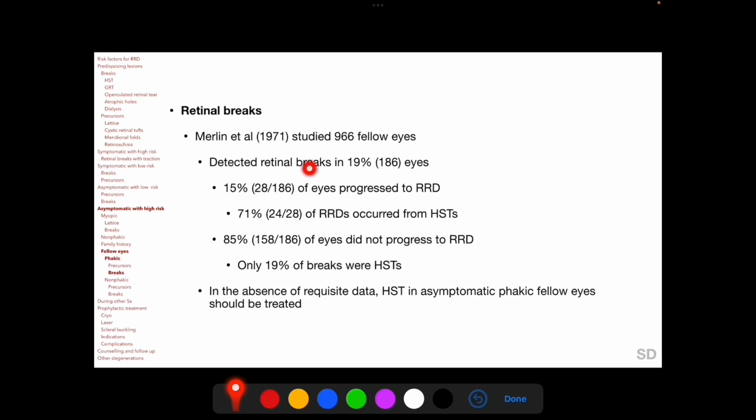Meridional et al. detected retinal breaks in 19% of phakic fellow eyes, and 15% of phakic fellow eyes with retinal breaks progressed to RRD, and HSTs were the causative factor in 71% of phakic fellow eyes which progressed to RRD. And among the 85% of phakic fellow eyes which did not progress to RRD, only 19% of breaks were HSTs. So in the absence of requisite data, HST in an asymptomatic phakic fellow eye should be treated.